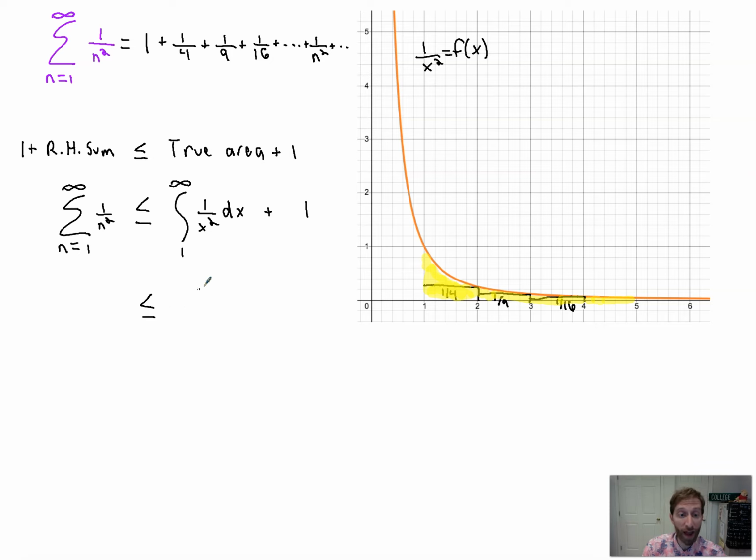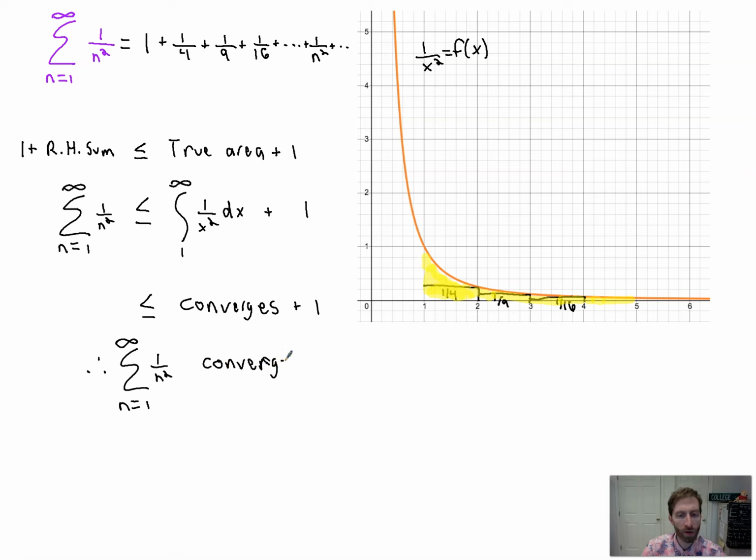This, by the way, when you solve it out, we've actually done this in our previous chapter. I'm just going to say it converges. If you have trouble doing that, go back to chapter 8. It converges. So it's less than or equal to converges plus 1. And a converging number plus 1 converges. So, therefore, the series itself also converges.